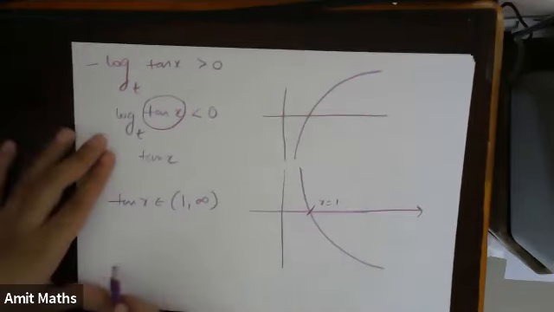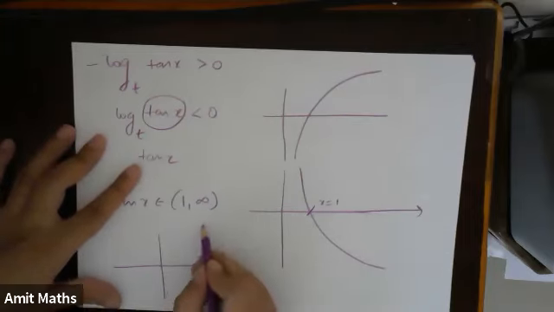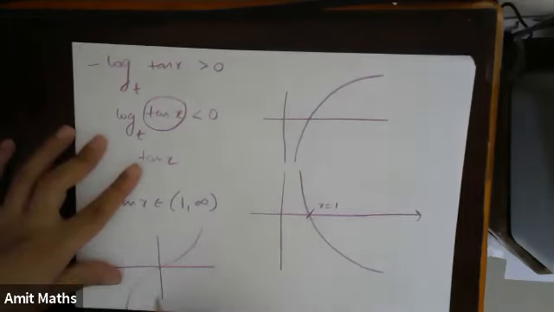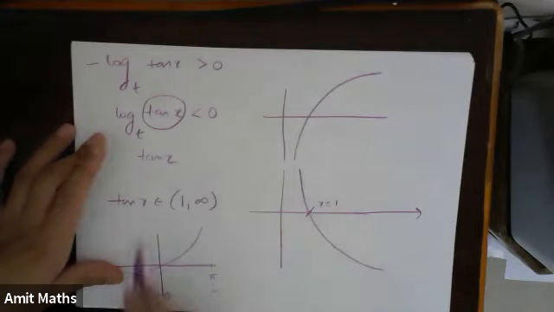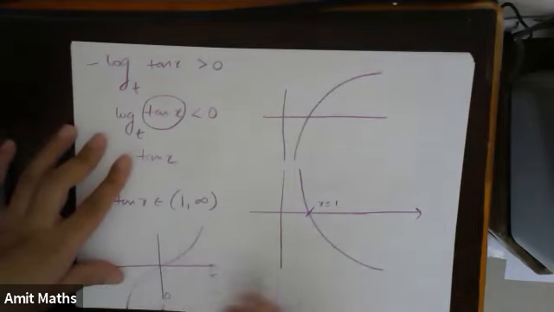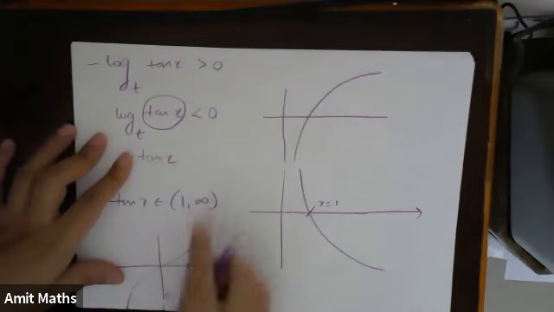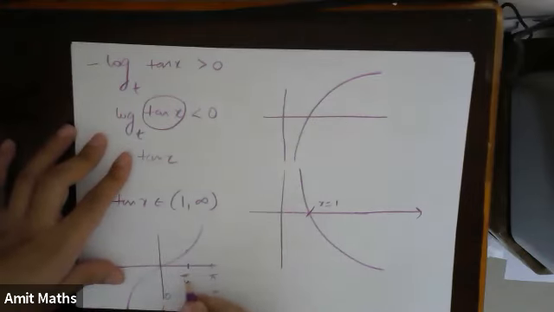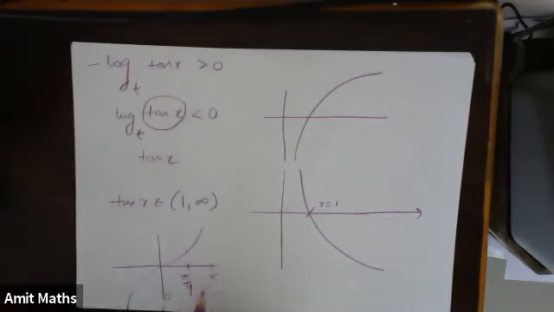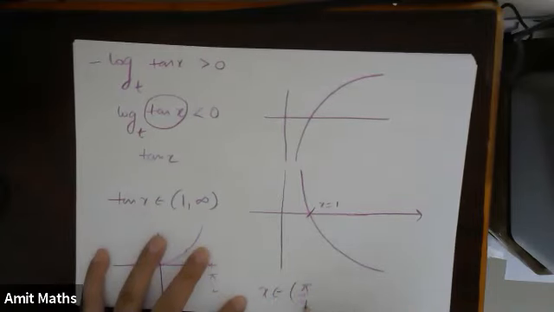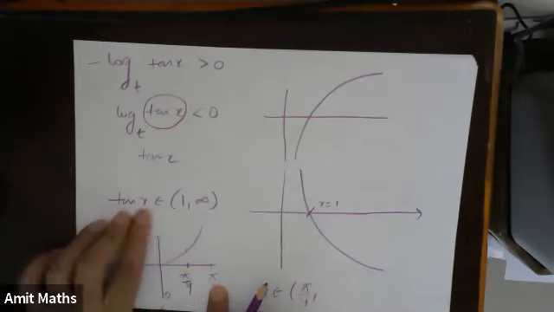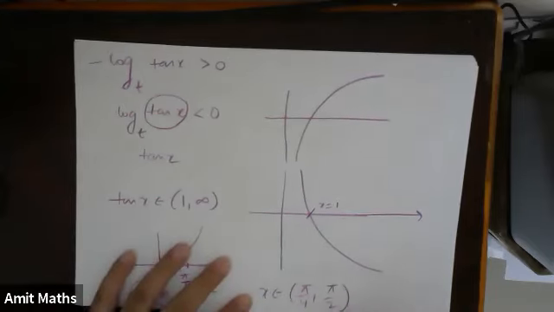Let's try to draw the graph of tan of x between 0 and pi by 2. The graph of tan of x between 0 and pi by 2 will be something like this. At pi by 2 it is infinity. Tan of x should be from 1 to infinity. At x equals pi by 4, tan of x will become 1. So that means x should belong to pi by 4 to pi by 2, and at pi by 2 tan becomes infinity.